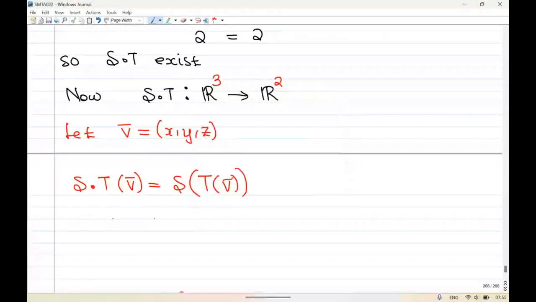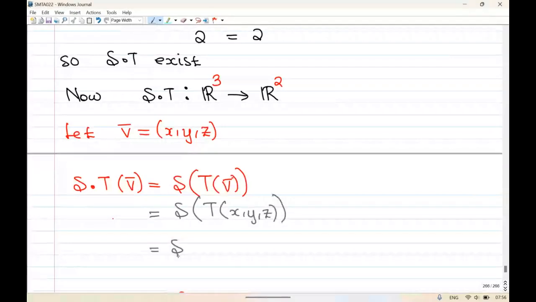This thing will be the same as our S into your transformation T. Your V is X, Y, and then Z. Close them. Then now you apply. Remember when you start this question, they gave us a map of T and they defined that map of T with something. Do you still remember that? So they said the map of T of X, Y, Z is equal to what?